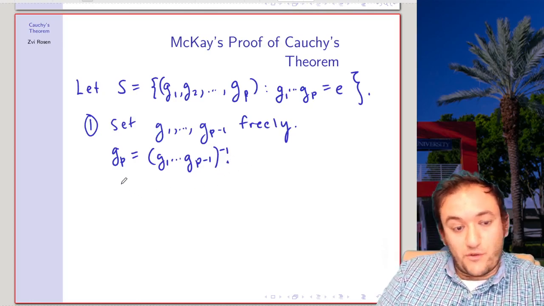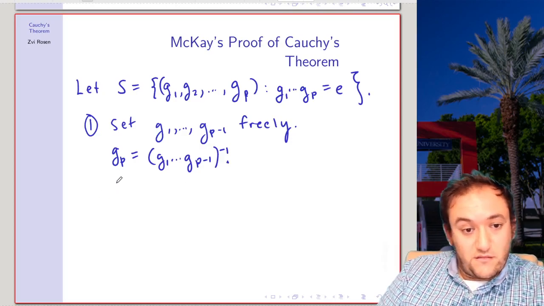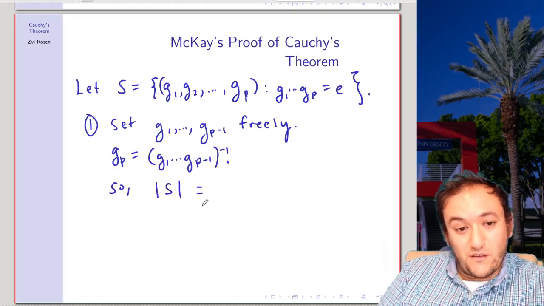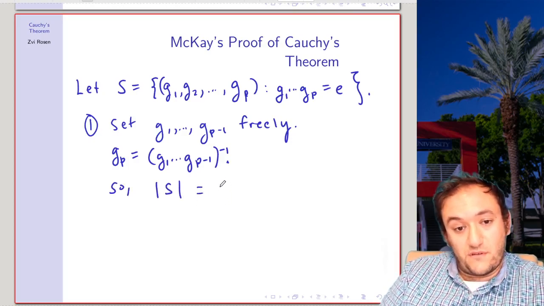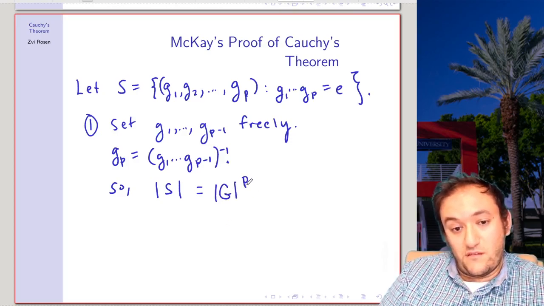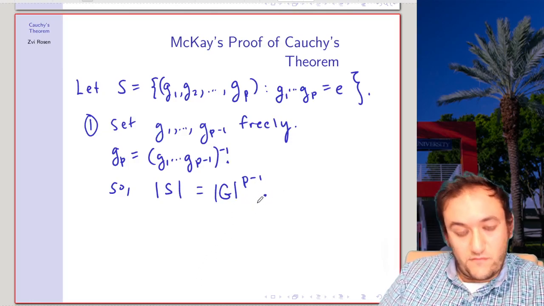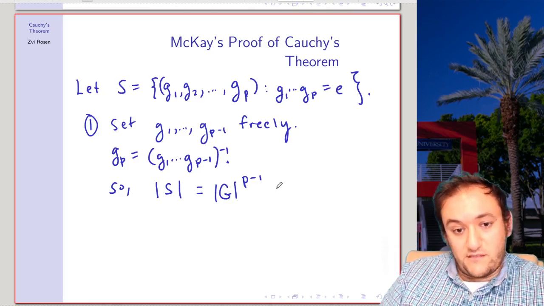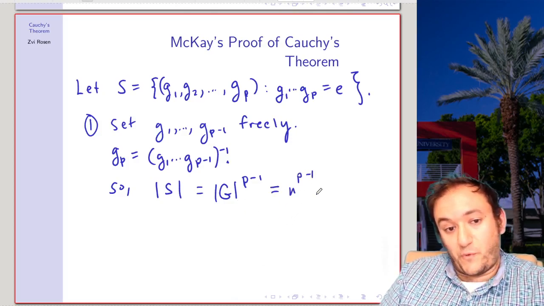So because of this, the size of S will be equal to the size of G to the p minus 1. Okay, and we're calling this size of G n.